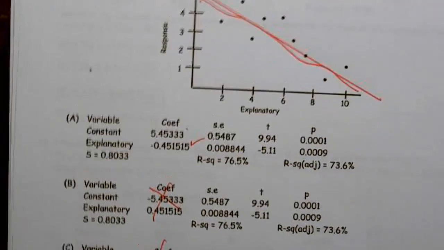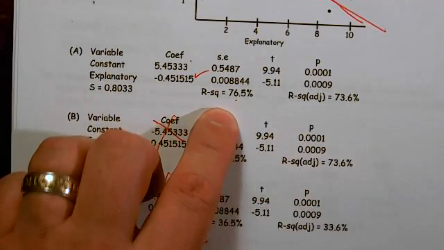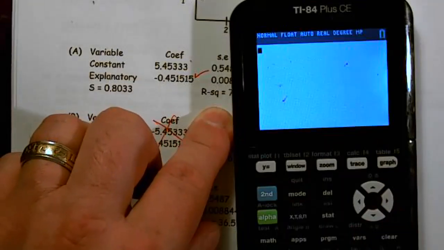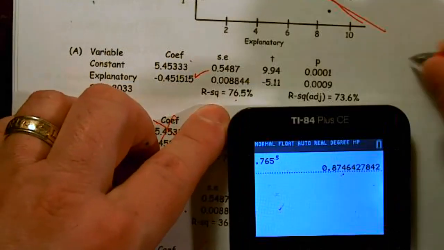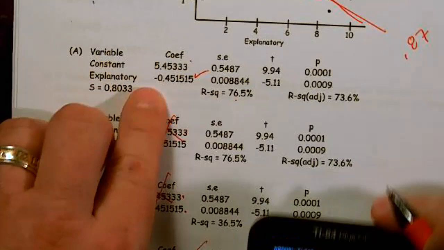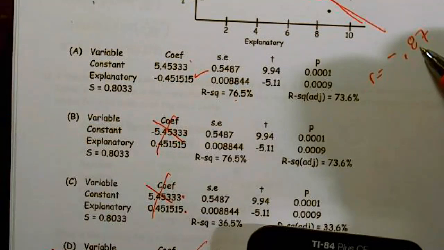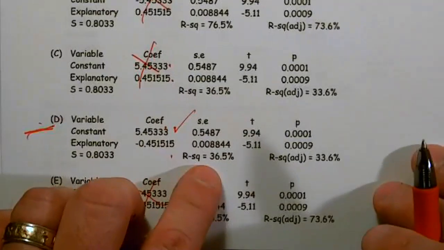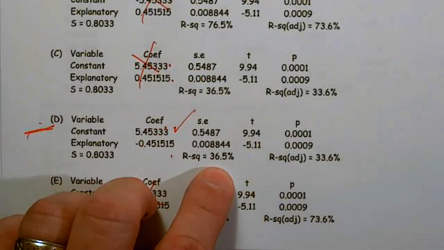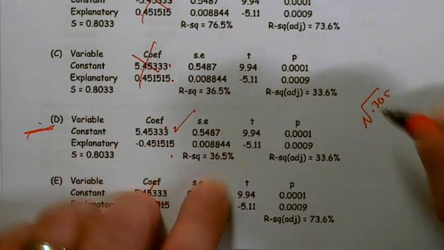So let's take a look at these. In this case, I have an R squared of 0.765. So I'm going to take the square root of that, 0.765 raised to the half power, and I end up getting 0.87. The slope is negative, so this will be a negative R. But anytime we have a 0.87, that's a pretty strong one. Whereas if I look down at D, I have an R squared of 36.5. And so I take the square root of 0.365.